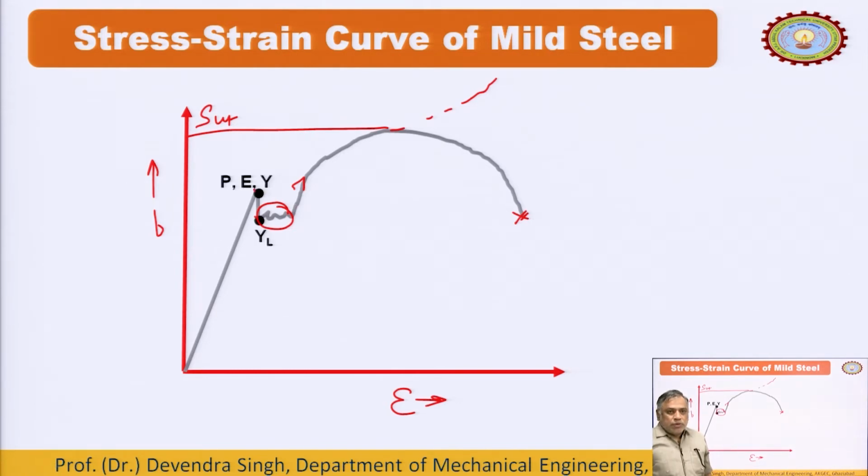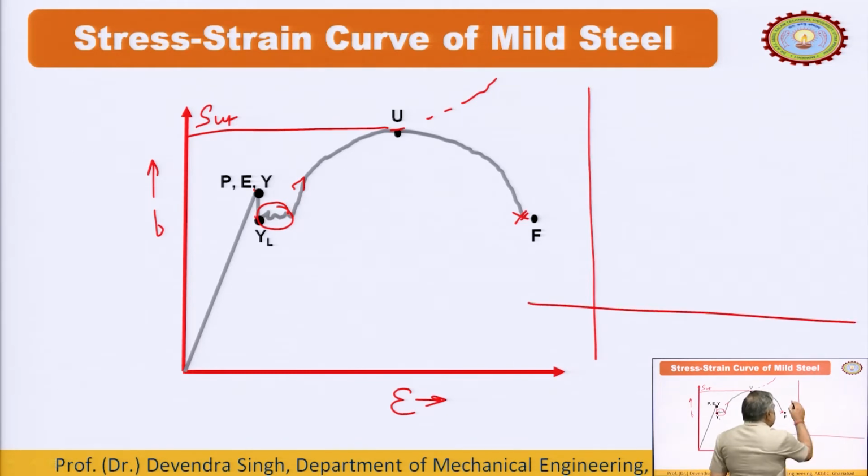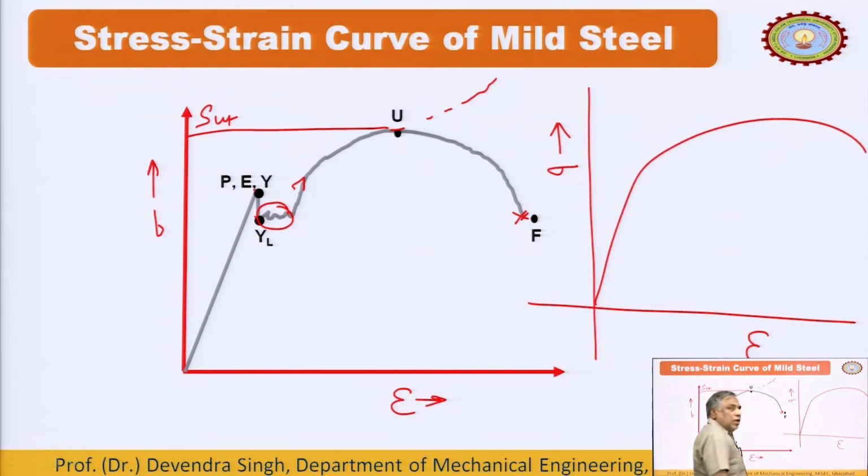The various points we have discussed in the last lecture. Y stands for the upper yield point in tension, YL represents the lower yield point, U is the ultimate point, and F is the fracture point. So this is the specific stress strain diagram for mild steel. A general stress strain diagram for a ductile material, which we discussed in the last lecture, is simply like this. This is a general curve for any ductile material.